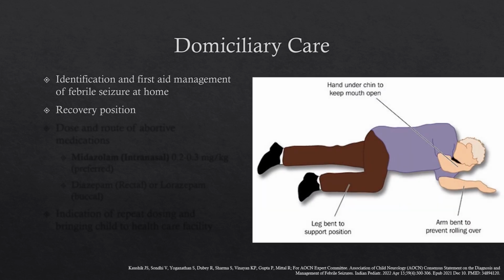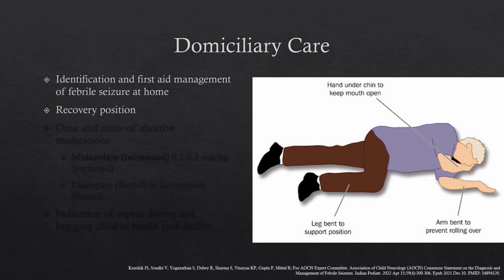As you can see in this picture, the patient has been turned to one side, that is the left side in this case. The ipsilateral hand has been bent to prevent rolling over. The contralateral hand has been put under the chin to keep the mouth open. The ipsilateral leg, that is the left leg in this case, has been kept straight, and the contralateral leg has been bent to support the position. This is called the recovery position.